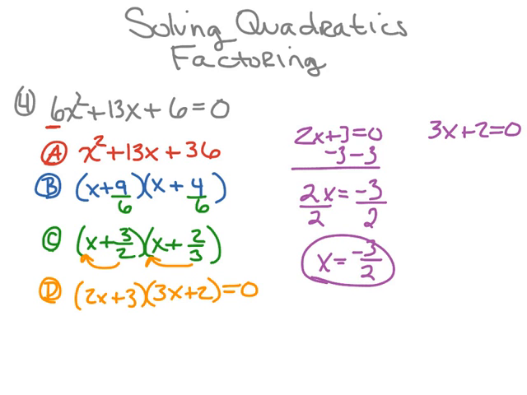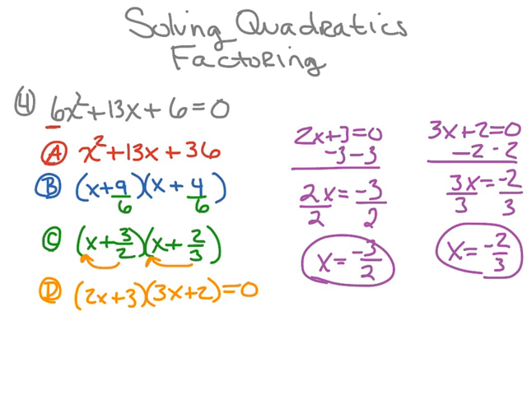I'll do the same thing on this other one here. I'm going to subtract 2. 0 minus 2 is negative 2. Divide by 3. And we end up with a negative 2/3. There's my other solution. So the 2 solutions are negative 3/2 and negative 2/3.